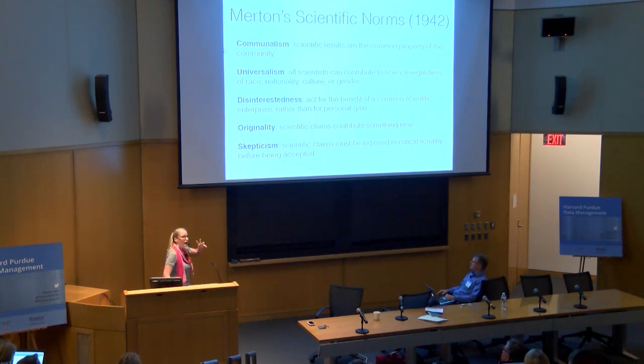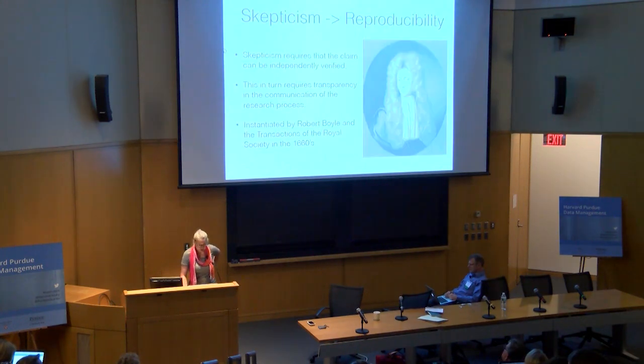Now start thinking about how those technological changes are impacting your ability to scrutinize the published work, and communalism: scientific results are the common property of the community. So those are the two that I'll focus on.